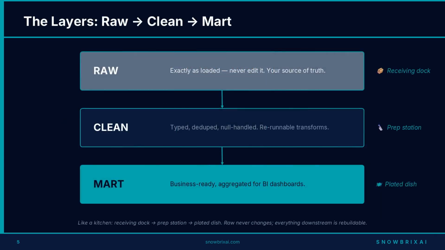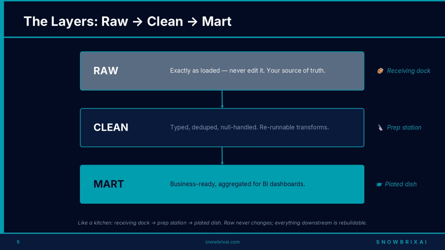Let me give you the mental model that makes pipelines click. Three layers: raw, clean, and mart. Raw is the data exactly as it loaded. You never edit it, ever, because it is your source of truth. Clean is where you type your columns, drop duplicates, and handle nulls. And the mart is business ready, aggregated, and shaped for your dashboard.